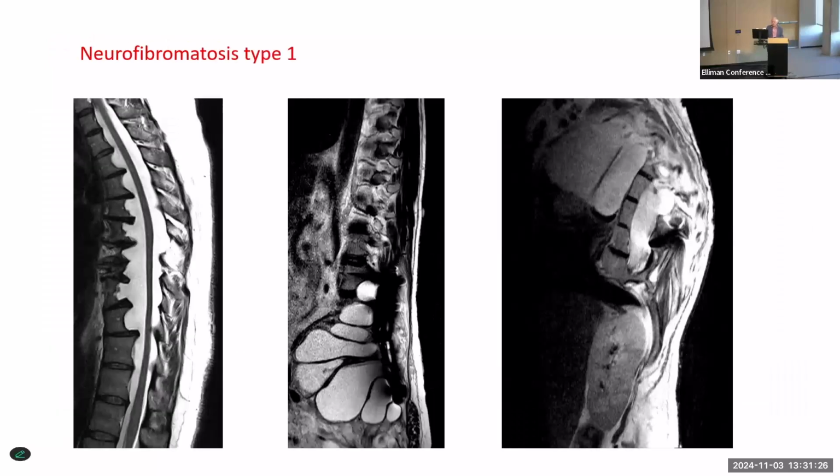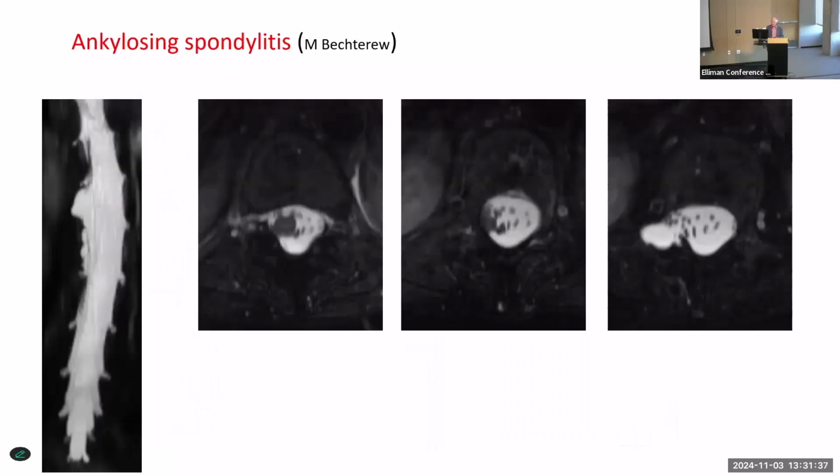You also see it quite often in patients with neurofibromatosis type 1. Obviously, you really don't want to operate on these individuals unless you really need to. Ankylosing spondylitis also can have dural ectasia, as you can see here. And then often there's herniation of the spinal cord or just the cauda equina into the dural defect.